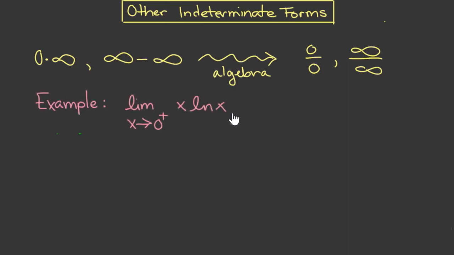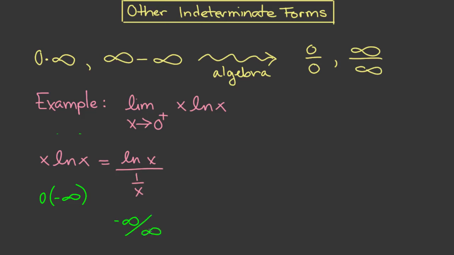The example that I have here is x times log x as x approaches 0 from the right. As x approaches 0 from the right, this limit tends towards 0 times negative infinity. And I'm going to just point out that x times log x is equal to log x divided by 1 over x. And now this looks like negative infinity over infinity. So I can apply L'Hopital's rule.